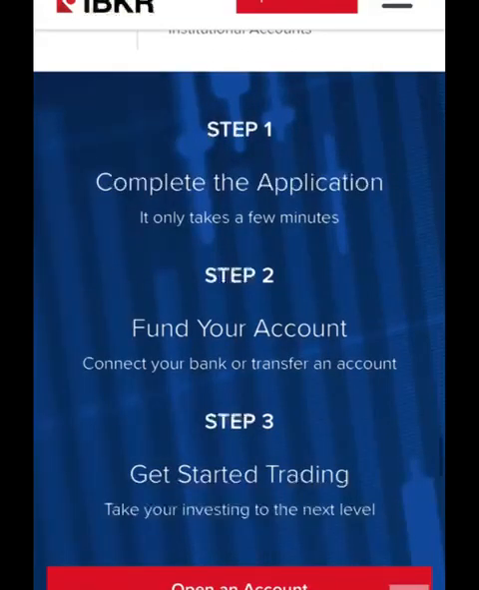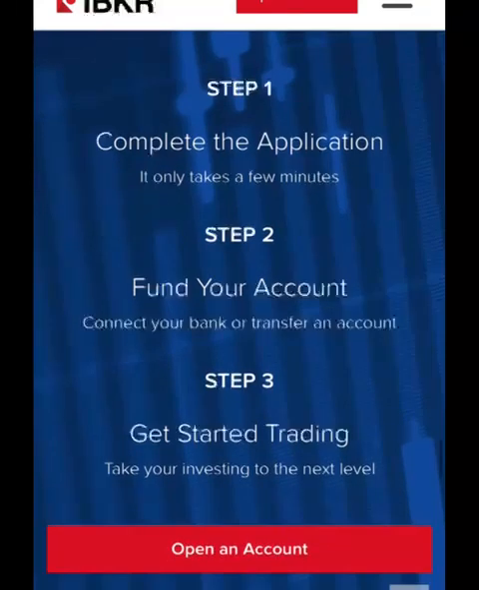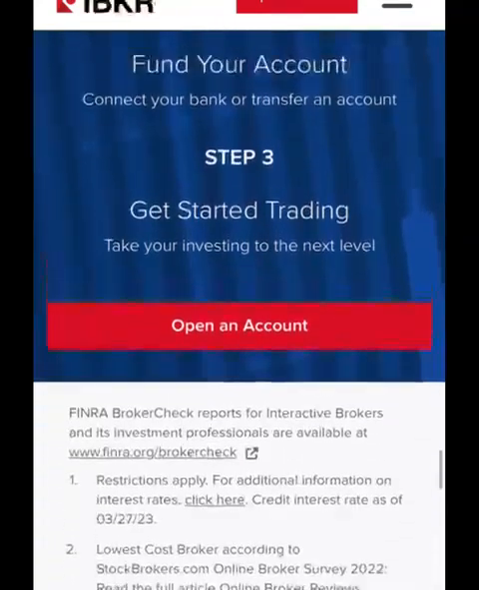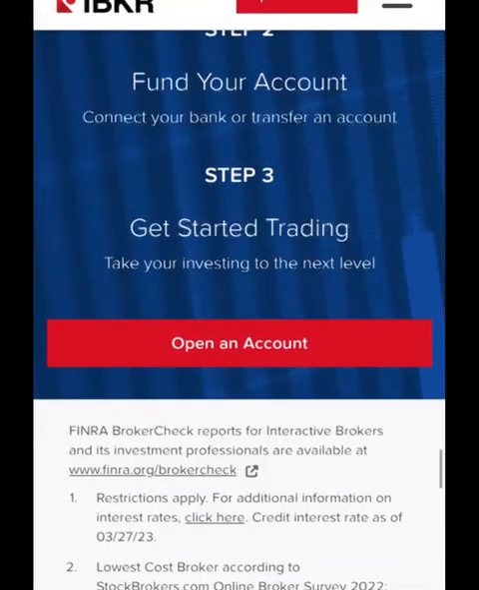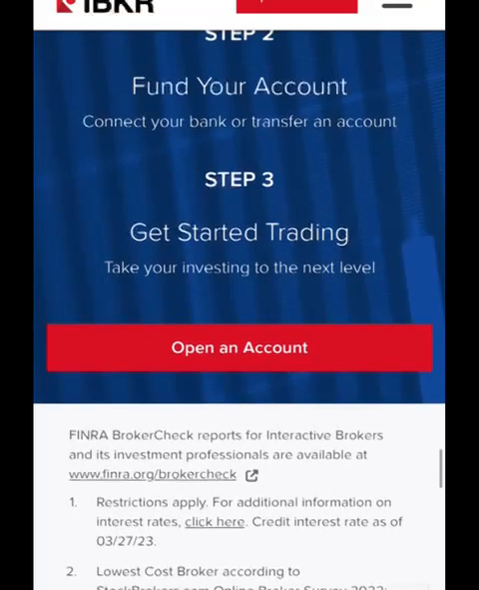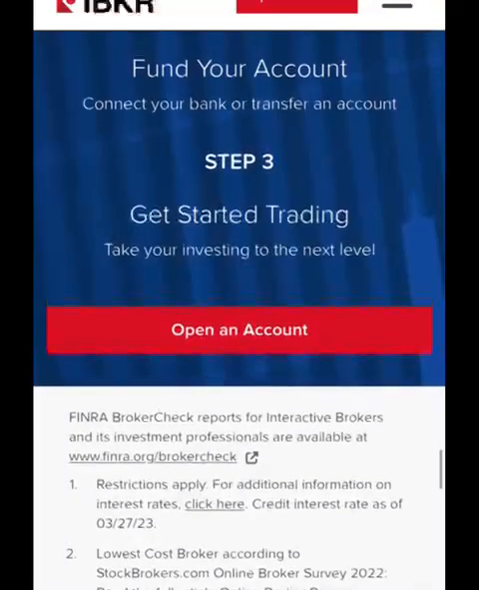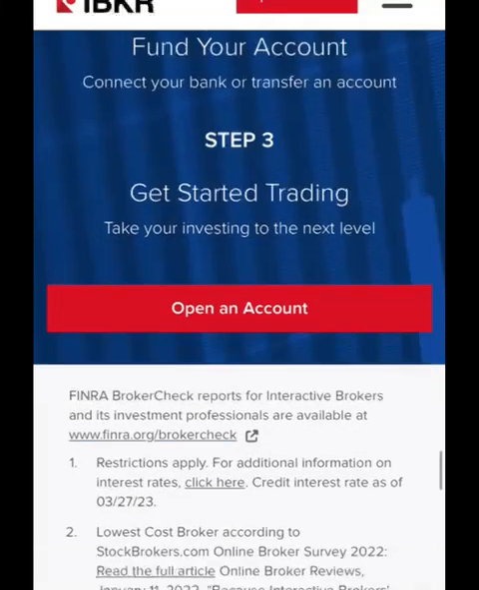Okay, so you just have only three steps to get started on this website. Okay, so step number one is to complete the application form, which is just for you to fill in your details. It only takes a few minutes. Okay, so step number two is to fund your account. Okay, so you can actually connect your bank, or you can do a transfer into your account. Okay, so right here, step number three is for you to start trading. Okay, so after funding your account, you can go straight and start trading right away.